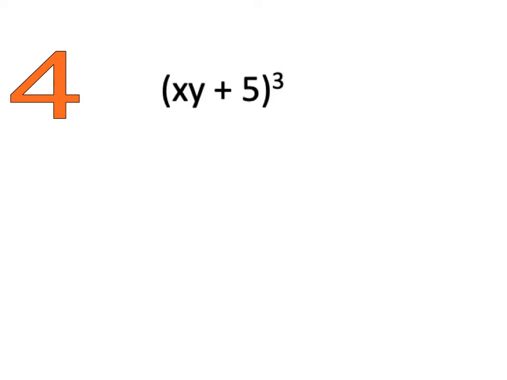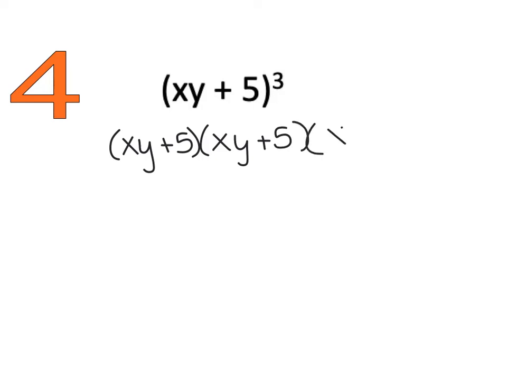In the fourth one, I have a binomial being cubed. Fight the urge to just distribute that outer exponent. You can't just go like this. That's illegal. You can only distribute an exponent like that when you have a monomial inside. This is a binomial, so you need to expand it 3 times.